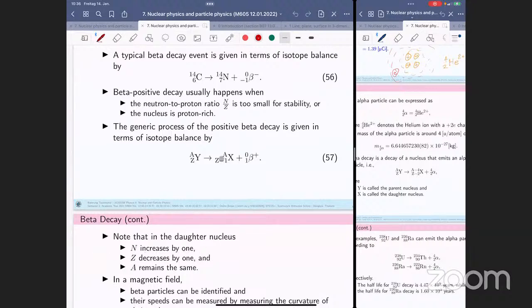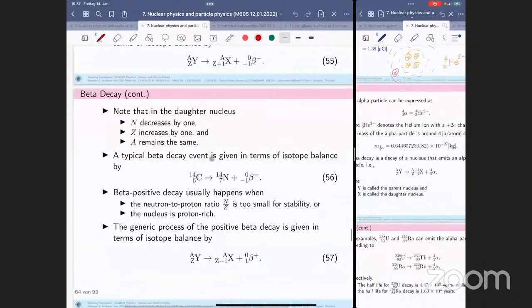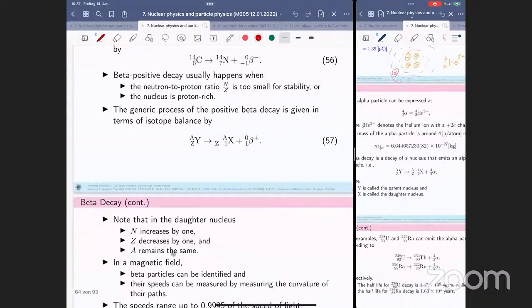N increases by 1 because a proton has been converted to a neutron. Z decreases by 1 because one proton has been removed from the system. It just converted to a neutron, so no proton is missing, and the mass number remains the same. The particles inside the nucleus just change type, from blue to red, from red to blue, so the number of nucleons inside the nucleus will be the same.